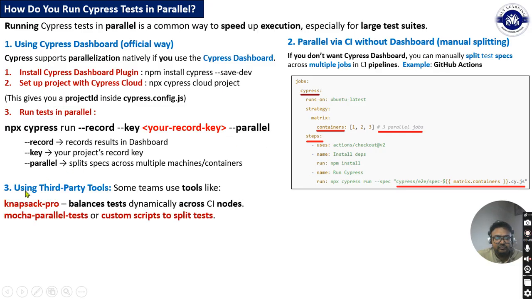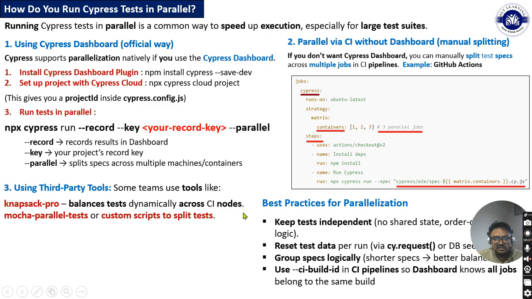And the third one will be using a third party tool. There are some tools also available like Sorry Cypress and Knapsack Pro that will help you to balance the test cases dynamically across the CI nodes. Then Mocha parallel tests or a custom script to split the test cases. You can write your own logic and split the test cases accordingly to run the parallel tests in Cypress.